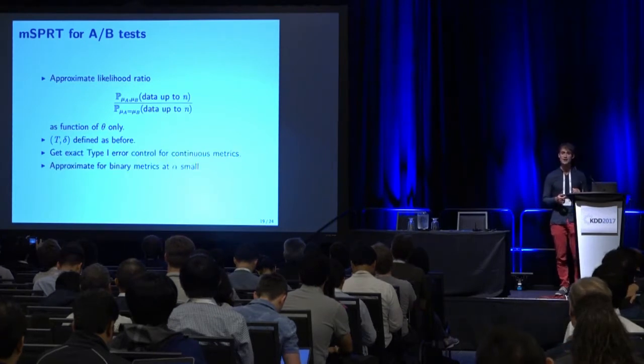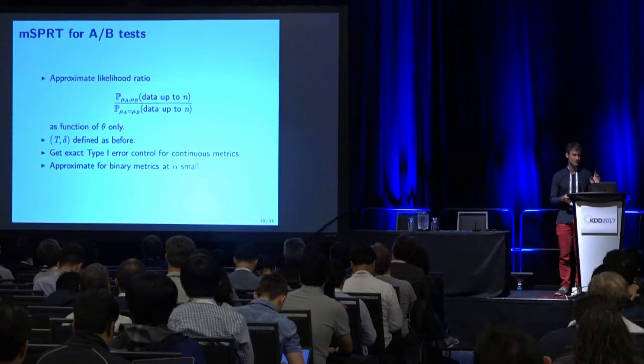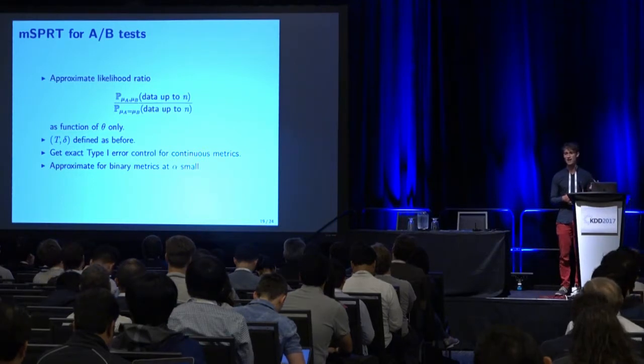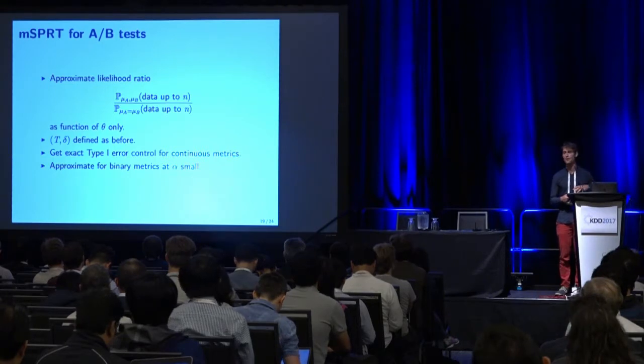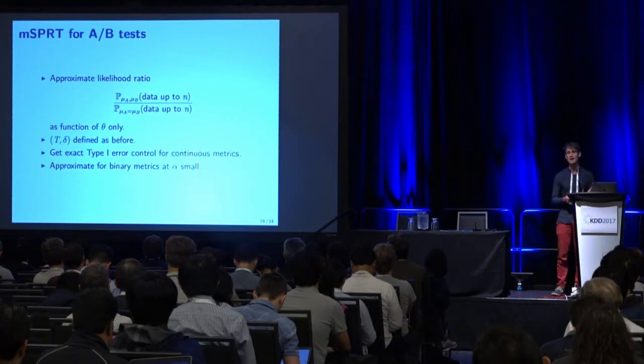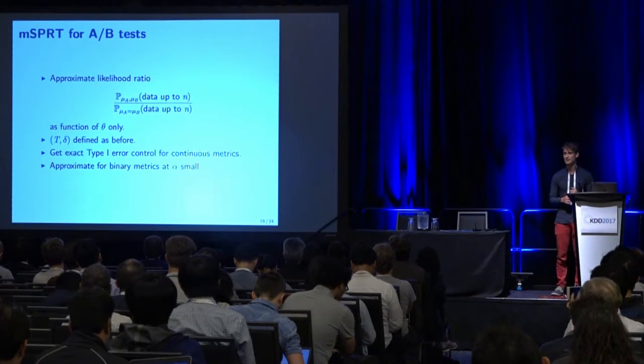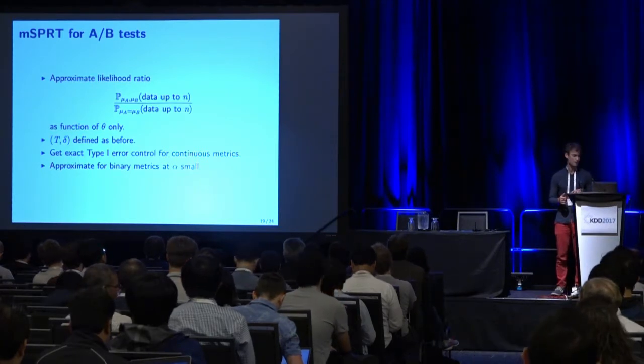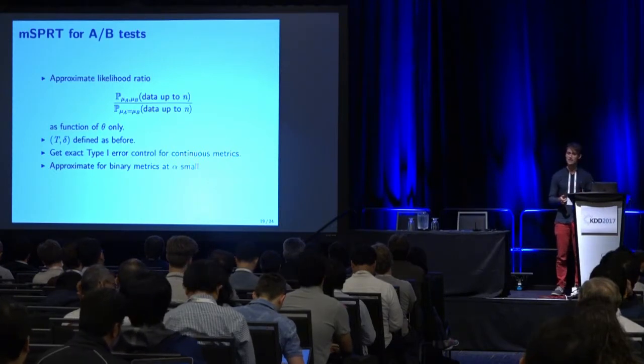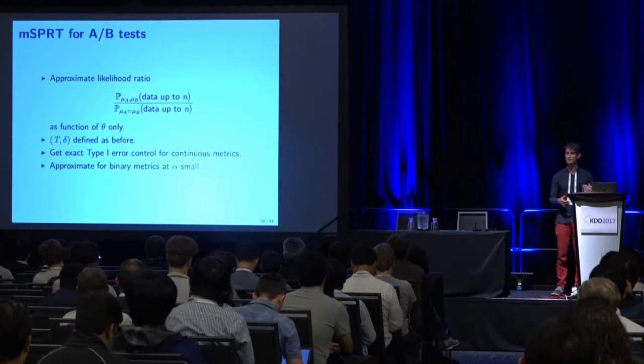So what we get out is this test controls type 1 error exactly for continuous data, for normal metrics. And for binary metrics, the approximation is bad at high alpha, but it's a good approximation at low alpha, and you get approximate control then. So we have a test that gives approximate control for binary and continuous metrics, and we get from that sequential test to a p-value by asking what is the minimum significance level alpha at which we would have rejected. So that's how we compute our always valid p-values.